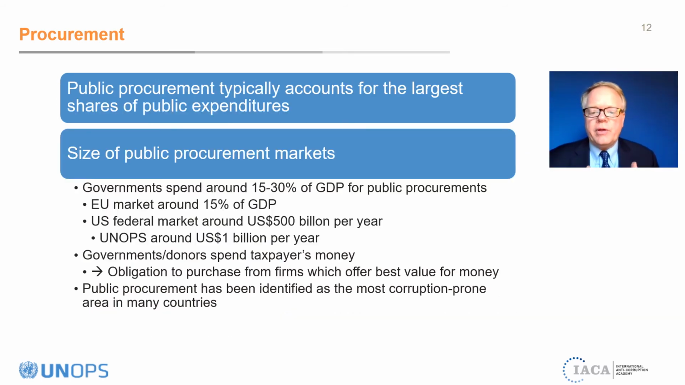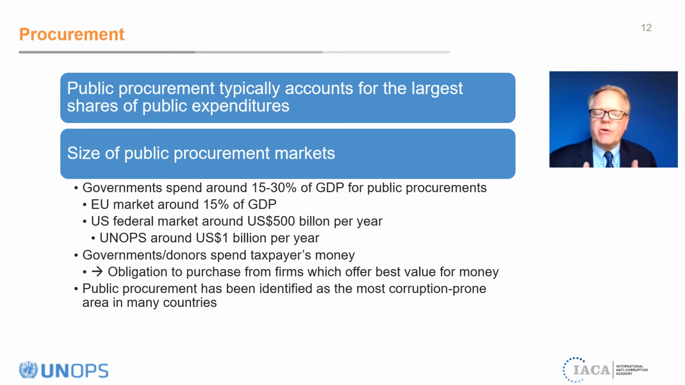So to put the risk of corruption into context, you need to get an idea of the size of these public procurement markets. Public procurement markets typically account for the largest share of public expenditures in any given country. That gives you an idea of the size of the public procurement markets. Governments typically spend around 15 to 30% of GDP, the gross domestic product, on public procurement. In the EU market, it's around 15% of the gross domestic product.